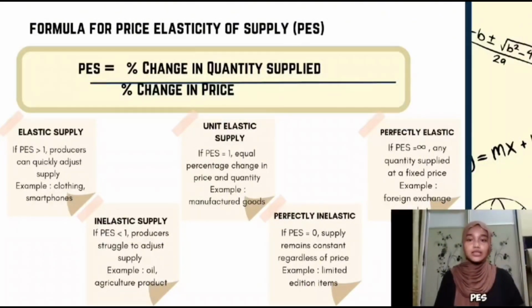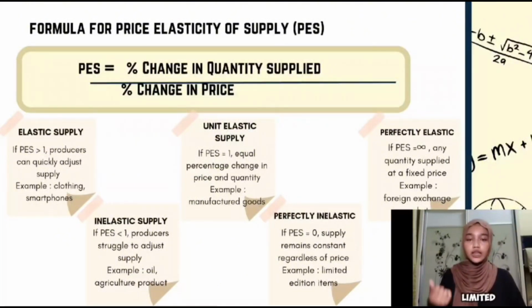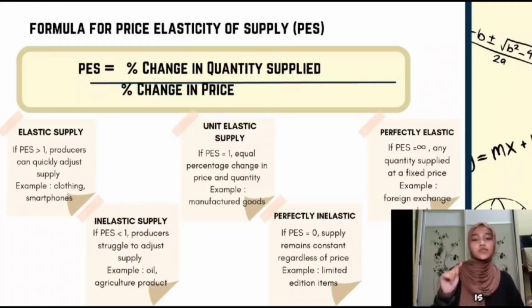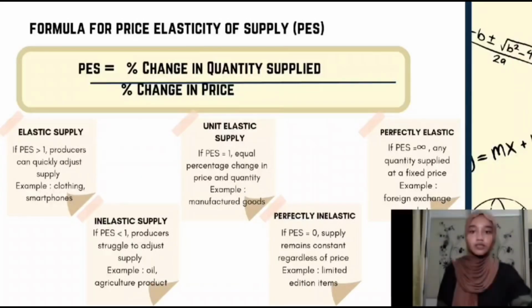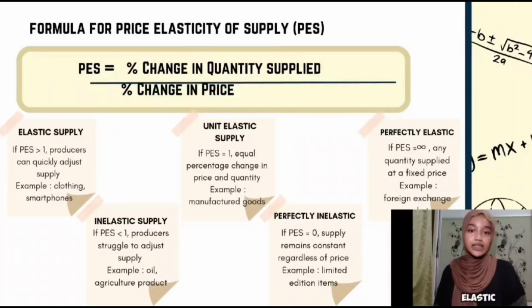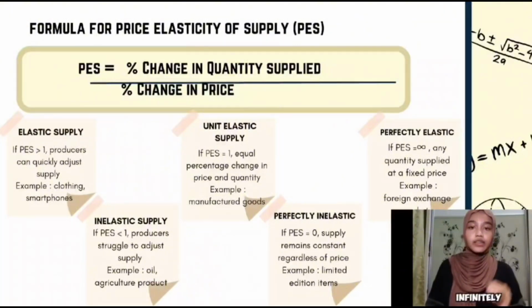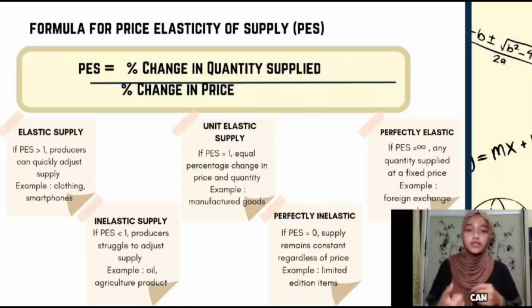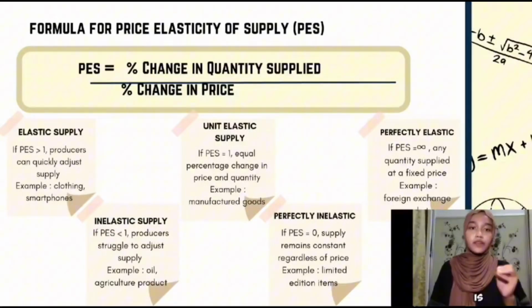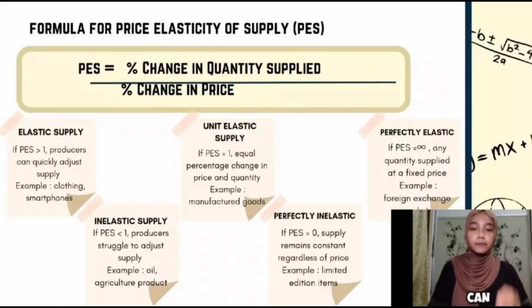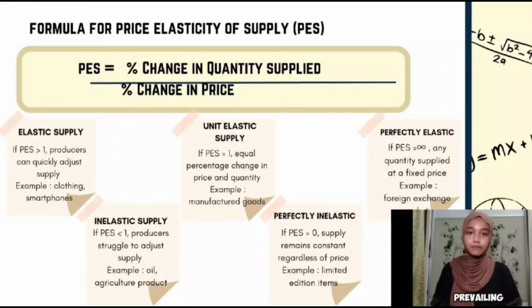Then, if PES equals 0, supply does not change at all regardless of price. A good example is limited edition items, where the quantity is fixed no matter how much the price increases or decreases. The last one is perfectly elastic supply. When PES is infinitely large, it means that an unlimited quantity can be supplied at a fixed price. A good example is foreign exchange markets, where supply can meet demand instantly at the prevailing price.